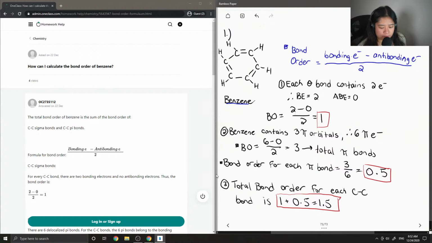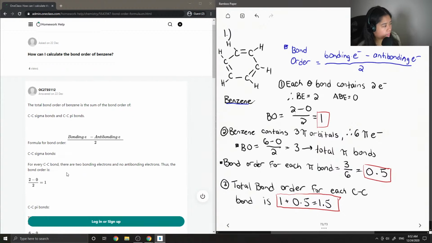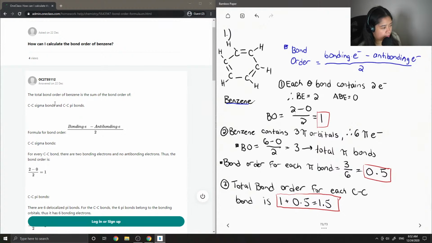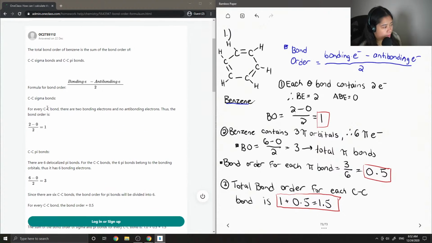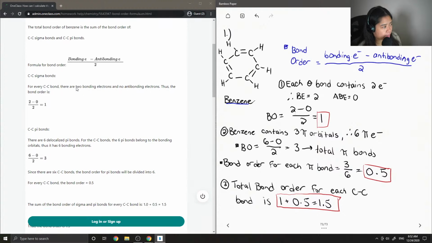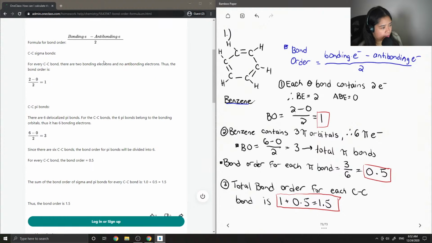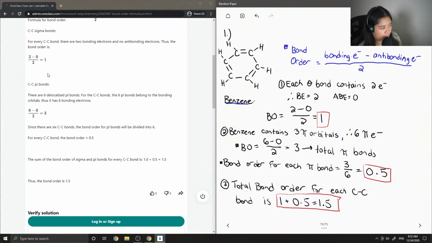Okay, so now let's see what the junior tutor said. Total bond order of benzene is the sum of the bond order of the carbon-carbon sigma bonds and carbon-carbon pi bonds. The formula for the bond order is bonding electrons minus anti-bonding electrons divided by 2. For the carbon-carbon sigma bonds, for every carbon-carbon bond, there are 2 bonding electrons and no anti-bonding electrons. Thus, the bond order is 2 minus 0 divided by 2, which is equal to 1.